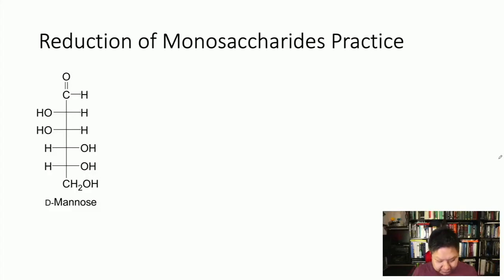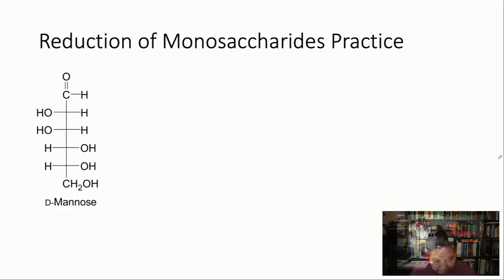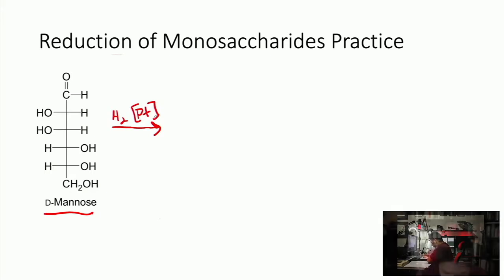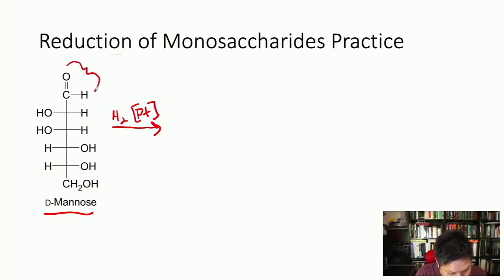So let's practice a reduction of a monosaccharide. Pretty simple, right? We have D-mannose here, and we're going to turn it into D-mannitol. We're going to need some hydrogen gas, and we're going to need some platinum catalyst to do a reduction here, right? And when we reduce an aldehyde, which is this guy right here, it becomes a sugar alcohol.